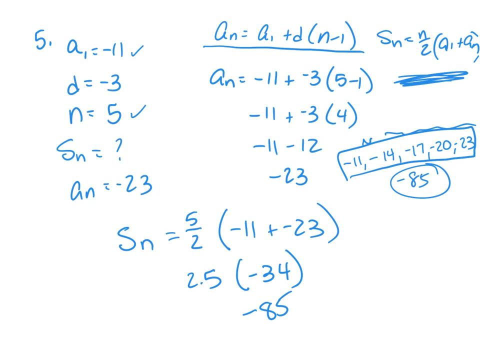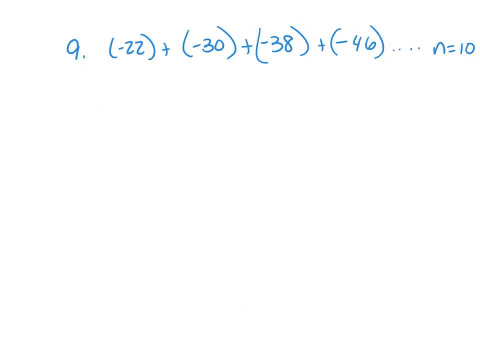Okay? But this is how you do it with the formulas, and I want you to use the formulas. Okay, so to find S of N, I need N, I need A1, and I need AN, right? Do I have N? N is 10. Do I have A1? Negative 22. The first term is A1.